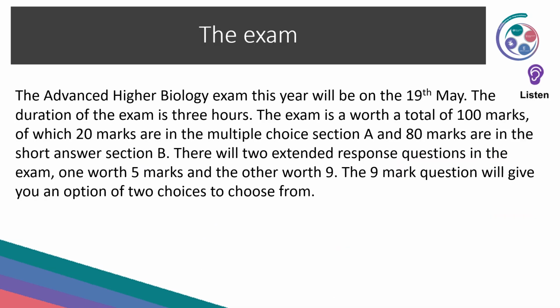The Advanced Higher Biology exam this year will be on the 19th of May. The duration of the exam is 3 hours in total. The exam is worth a total of 100 marks, of which 20 marks are in the multiple choice section A and 80 marks are in the short answer section B. There will be 2 extended response questions in the exam, one of which is worth 5 marks and the other worth 9 marks. The 9-mark question will give you an option of 2 choices to choose from in the exam. The 5-mark question will not offer a choice.